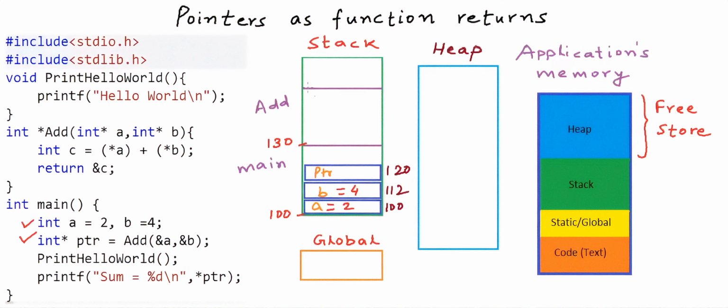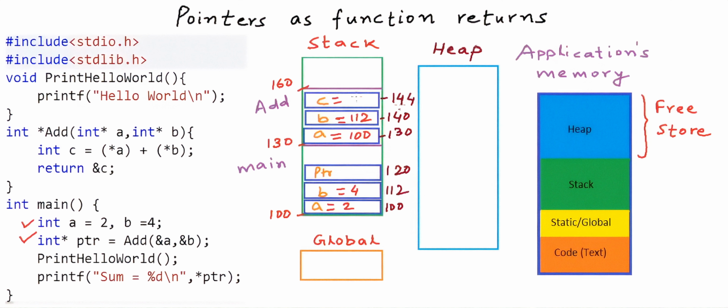in the stack. Let's say add gets memory from 130 to 160, and add also has three local variables a, b and c. a and b are pointers to integers. The value of a will be 100 and the value of b will be 112. Let's say their addresses are 130, 140 and 144. Once again, these are just random assumptions.